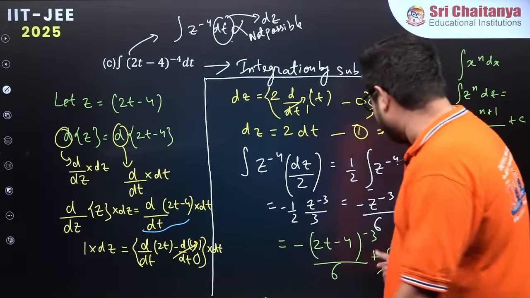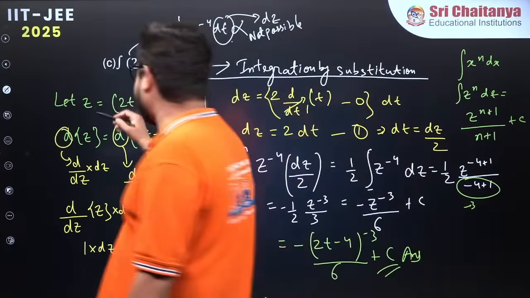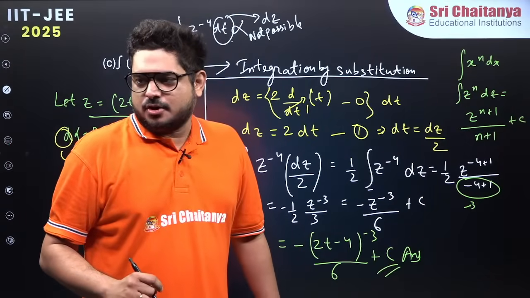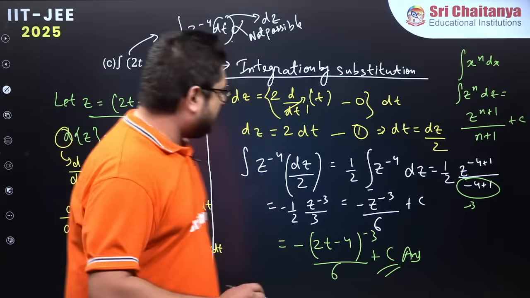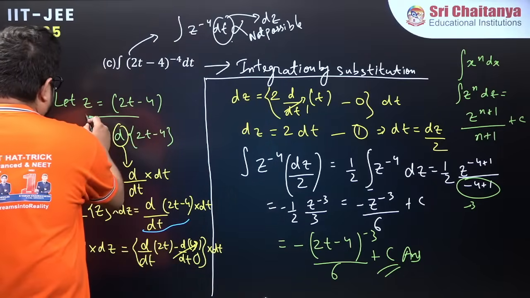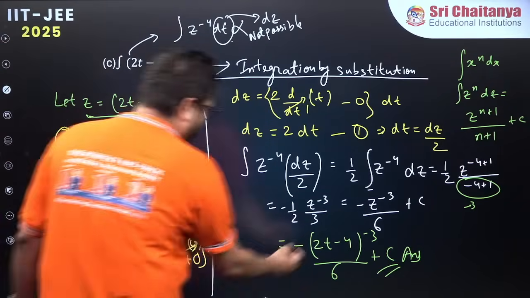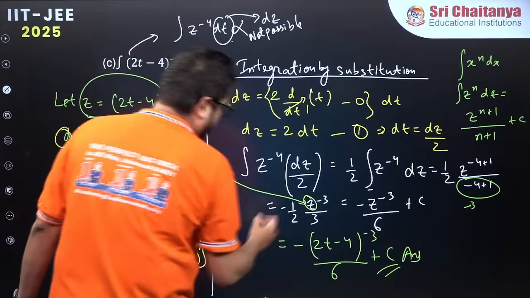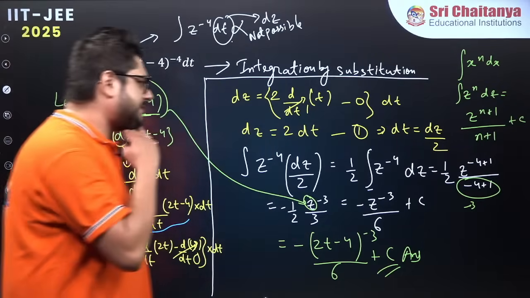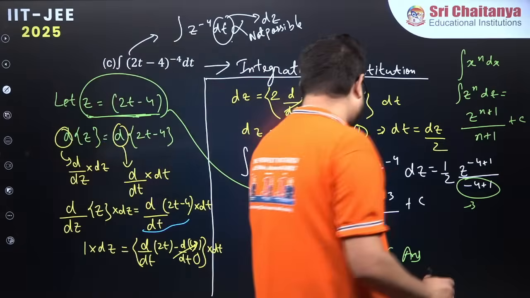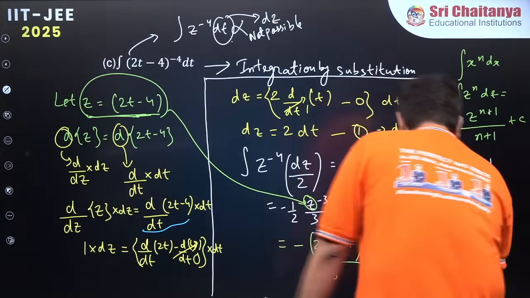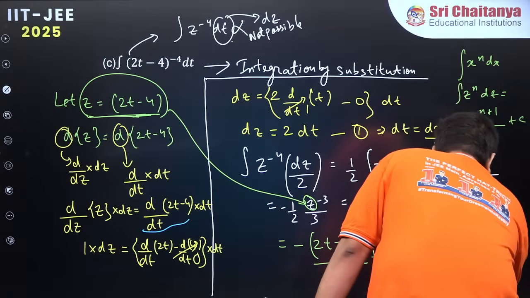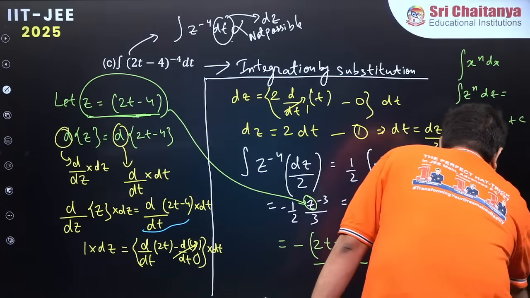Last step is, it's all about putting back the value we already had. So now what I am going to say is, putting back this value of z, which was 2t minus 4, instead of z. This value is being re-put once again. You could have also written this answer as 1 by 6 into (2t minus 4) whole cube, just trying to bring it in the denominator section.